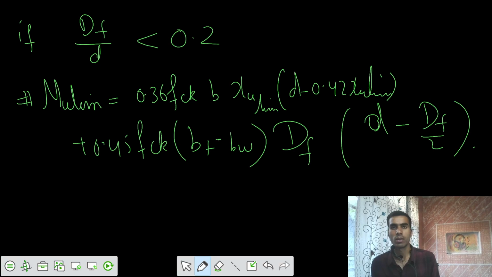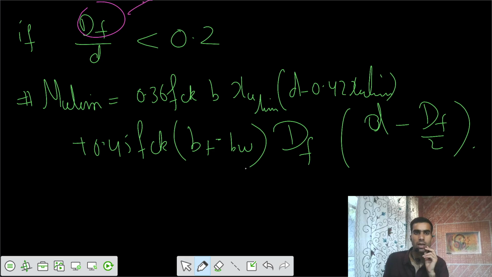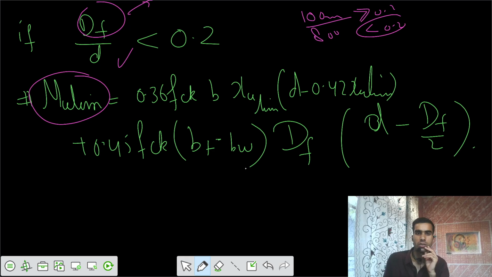If you want to directly calculate the limiting moment of resistance, you don't have to find the actual location of XU and all that. You directly use this equation. First you need to solve for the ratio of dF by D, which is easy. Let's say dF was 100 millimeters and D was 800 millimeters. You would get the ratio either greater than 0.2 or less than 0.2, and accordingly you have two equations for that.